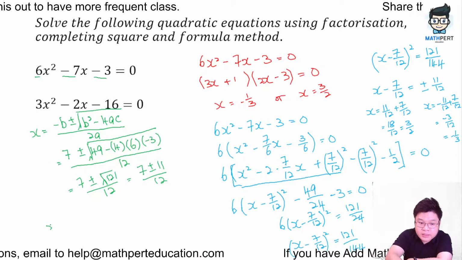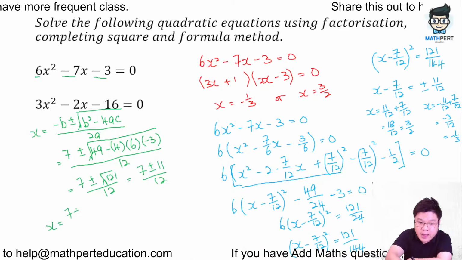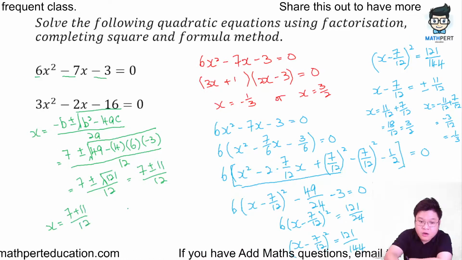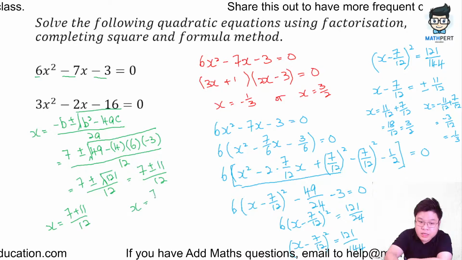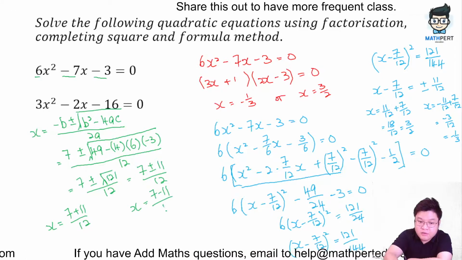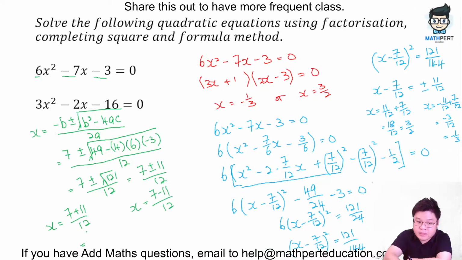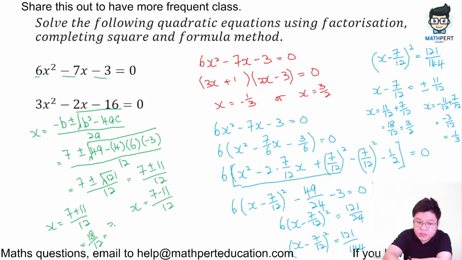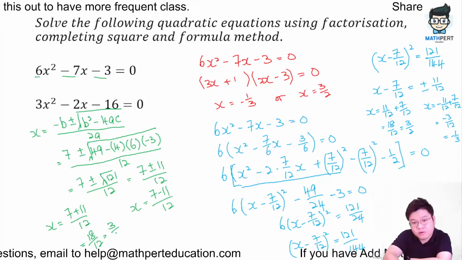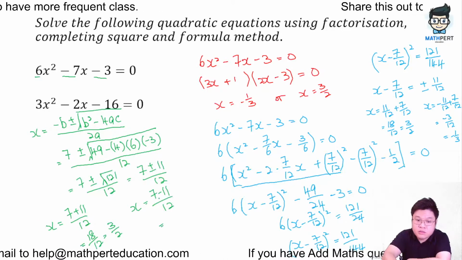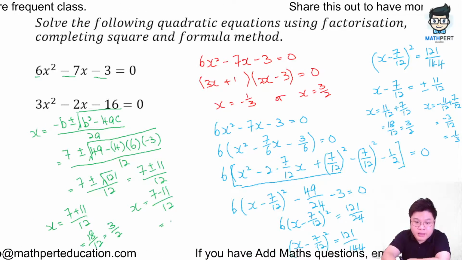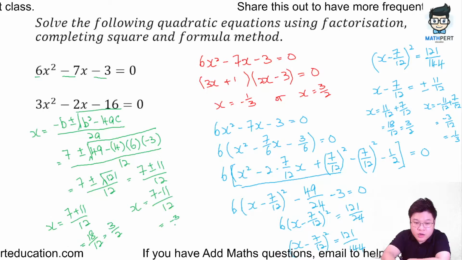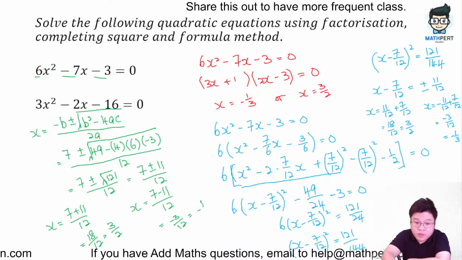Okay, so x can be equal to 7 plus 11 out of 12, or x equals 7 minus 11 out of 12. 7 plus 11 is 18 out of 12, which is 3 out of 2. 7 minus 11, you get negative 3 out of 12, which is negative 1/3.